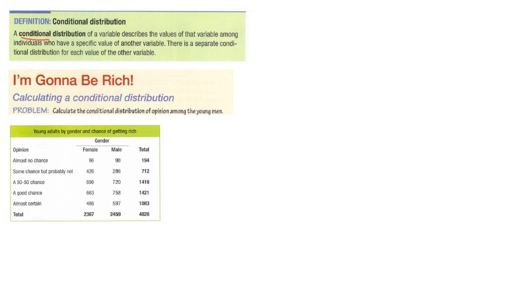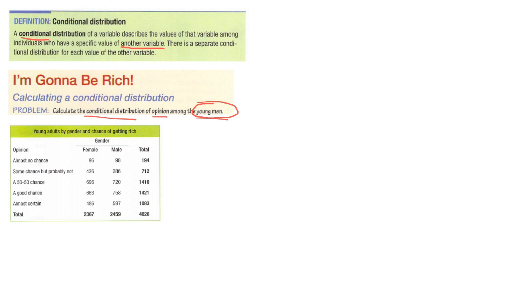So I've got a variable, and a conditional distribution describes the values of that variable among individuals who have a specific value of another variable. So there's a separate conditional distribution for each value of this other variable. For instance, in this example, calculate the conditional distribution of opinion among the young men. My condition here is that I'm only looking at the young men, and now I'm going to look at the distribution of their various opinions.